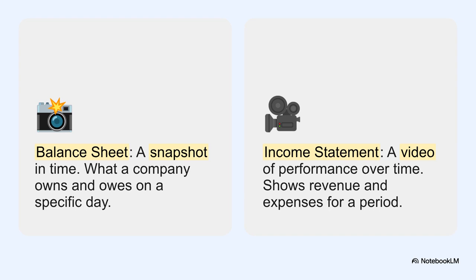The absolute easiest way to remember the difference is this. A balance sheet is like a snapshot, a picture. It tells you what a company owns and what it owes on one specific day. The income statement, that's more like a video. It shows you the company's performance over a whole period of time, like a quarter or a full year. You really need both to see what's going on.